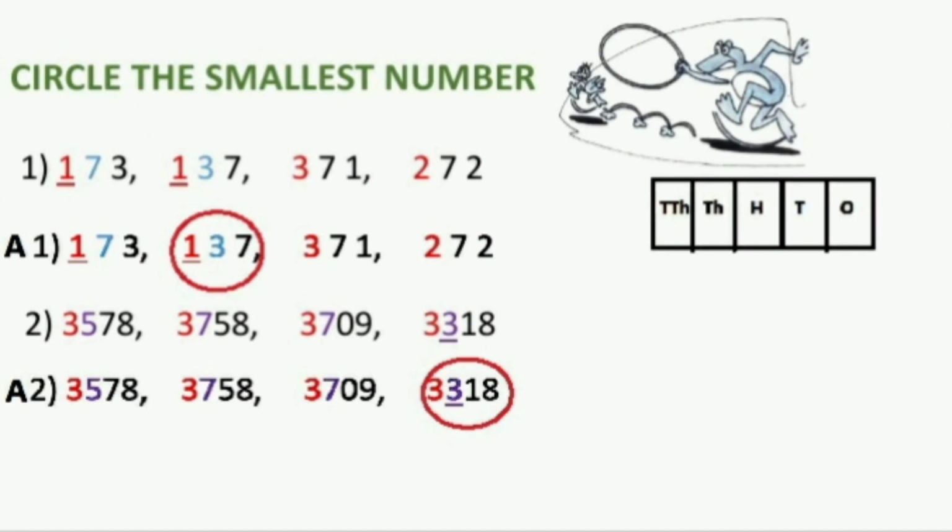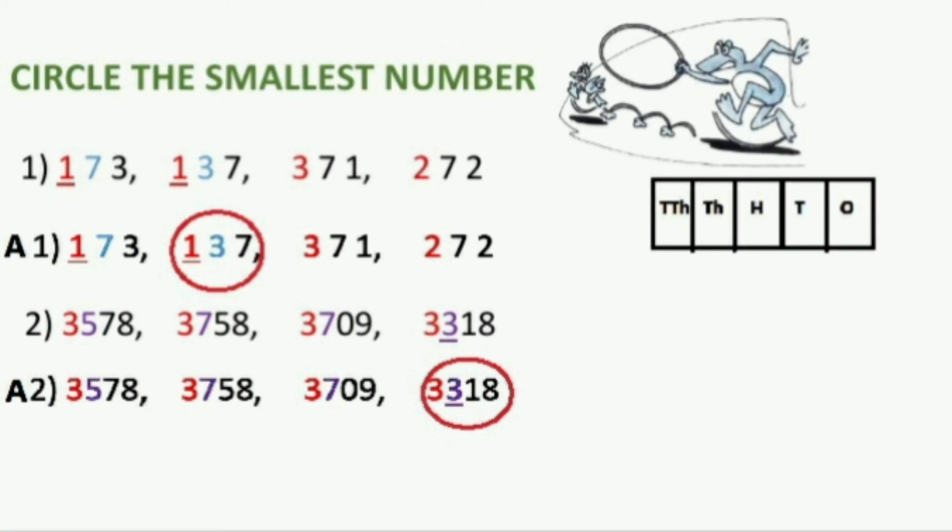Now look at this question. You have to circle the smallest number. The first question is 173, 137, 371 and 272. So first step, you can see that all are 3-digit numbers. Once you have given the places ones, tens and hundreds, you need to compare the digits at the highest place. That is, here you can see in red font, that is 1, 1, 3 and 2. Which is the smallest out of 1, 1, 3 and 2? That is 1 is the smallest.